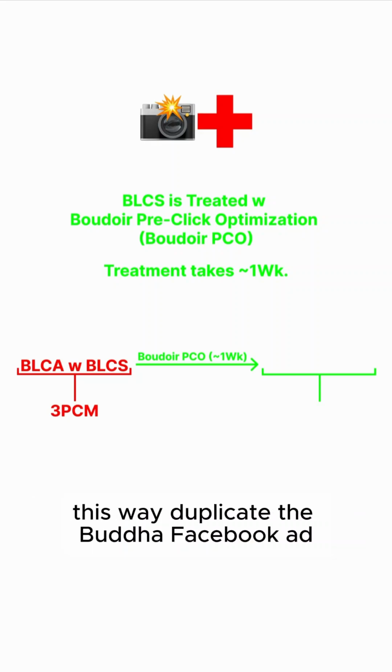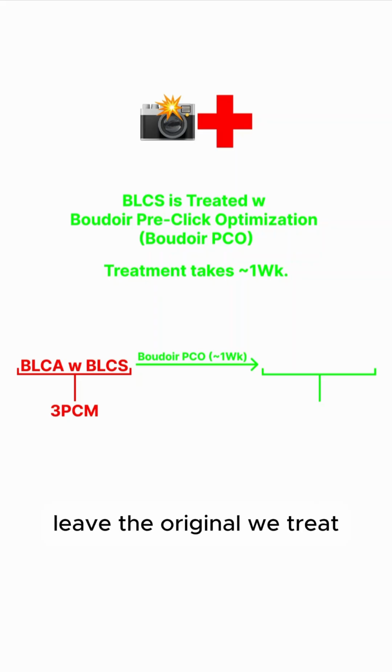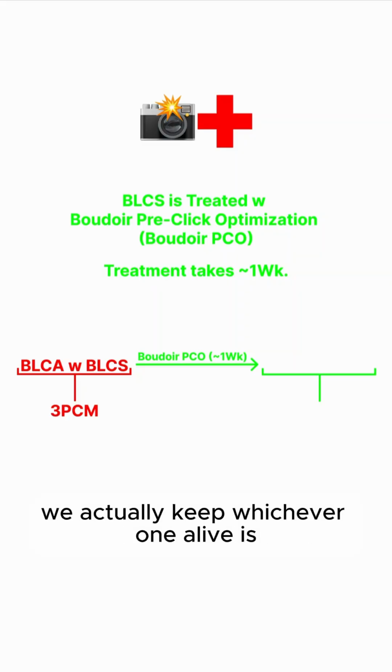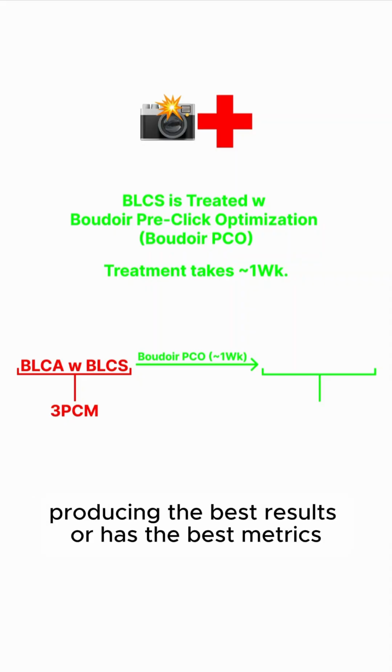This way we duplicate the Boudoir Facebook ad, leave the original ad as it is. We treat the duplicated one, run it in parallel. And at the end of a week, when the treatment is done, we keep whichever one is producing the best results or has the best metrics.